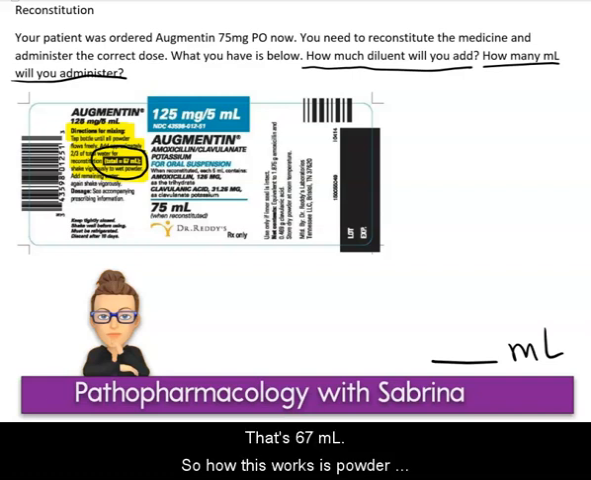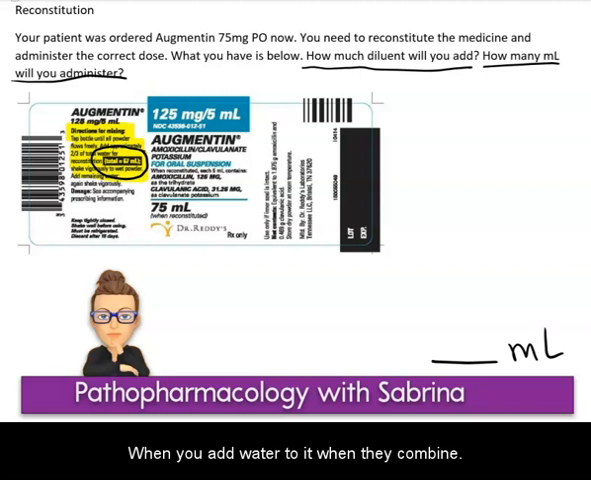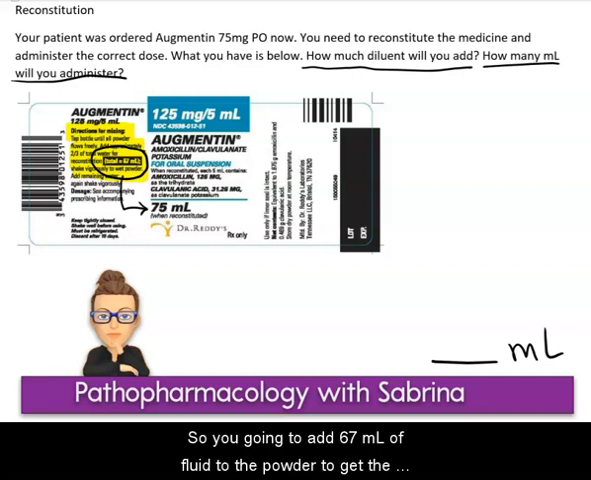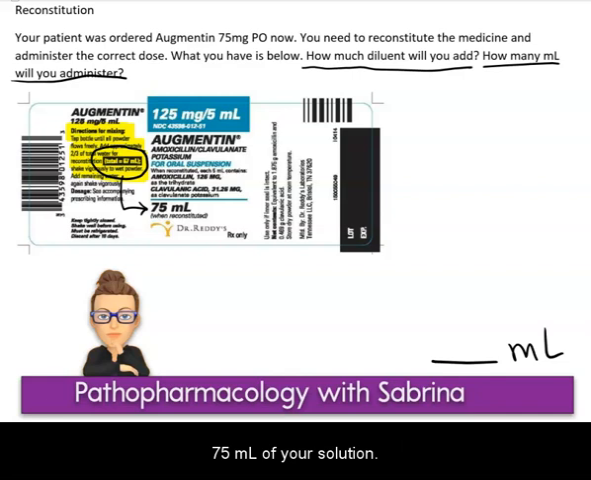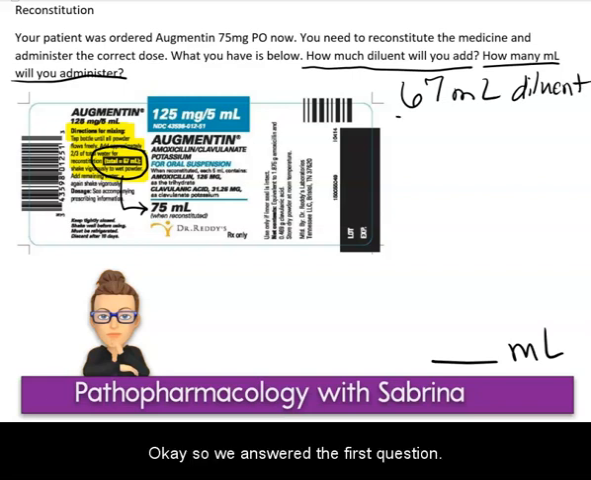That's 67 milliliters. So how this works is powder has its own volume. So powder isn't just empty random space. When you add water to it, when they combine, they equal the 75 milliliters. So you're going to add 67 milliliters of fluid to the powder to get the 75 milliliters of your solution. So how much diluent will you add? 67 milliliters diluent. Okay. So we've answered the first question.